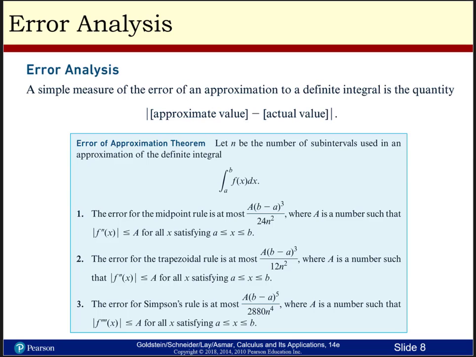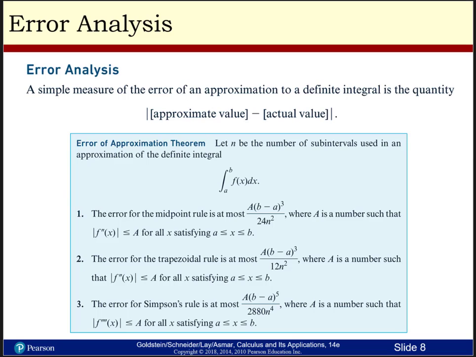So the error of the approximation theorem: let n be the number of subintervals used in an approximation of the definite integral. Number 1, the error for the midpoint rule is at most a, which is the number such that the absolute value of f double prime of x is less than a for all x in the interval from a to b, times (b minus a) cubed all over 24n squared.